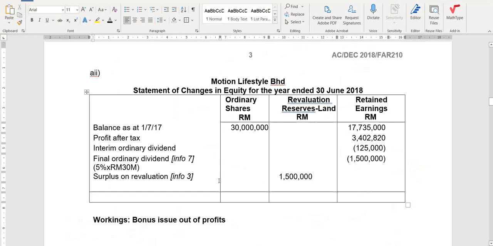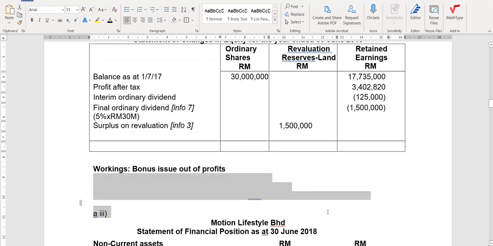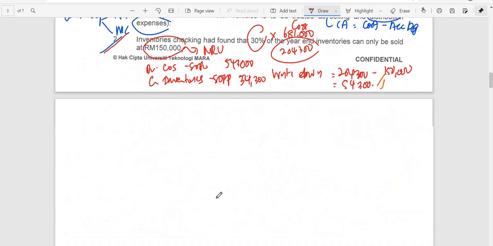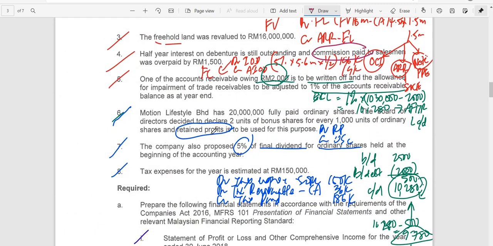Next is calculating it. You will get the amount that was deducted in your retained profit. Dividend is not under ordinary shares. Dividend are from the retained profit. And the last one is going to be bonus issue. Let us look at the working for bonus issue that I have prepared here. So first you are informed that bonus issue were being declared to be 2 units of bonus issue, 2 for every 1,000 units of shares held, and it will be 2 out of 1,000 from this 20 million.